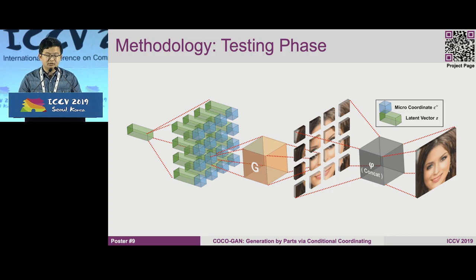At testing, again, we sample a latent variable, duplicate it multiple times, and concatenate it with the coordinate. Then the patch generator synthesizes all the needed patches. Then we concatenate all the small patches together to form the final full image. We do not add any post-processing after the concatenation.